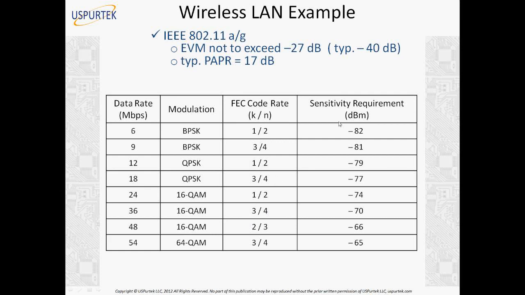So why is that so? You need a stronger signal to support higher megabits per second. For 54 megabits per second, you need to have at least -65 dBm signal. For 6 megabits per second, you need only -82 dBm, right? So does it make sense? This is coming from the standard. Every standard will have this type of specification if you look at the specification document.